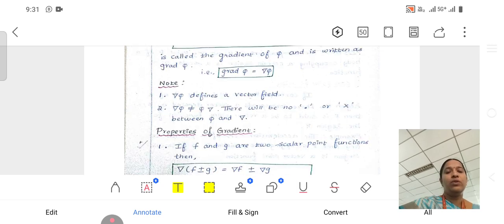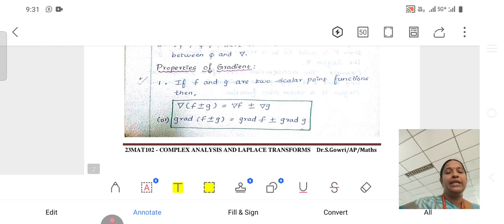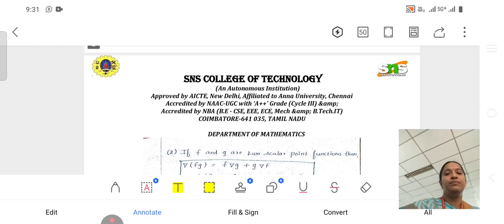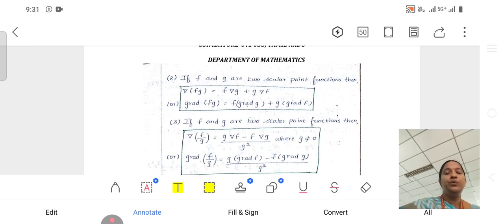Next we are going to discuss some properties of gradient. First, let's see the linear property. If f and g are two scalar point functions, then del of f plus or minus g is equal to del f plus or minus del g. Next, property 2: if f and g are two scalar point functions, then del of fg is equal to f into del g plus g into del f.